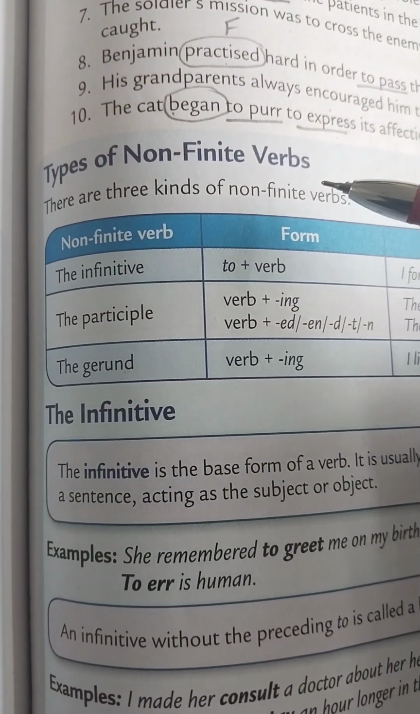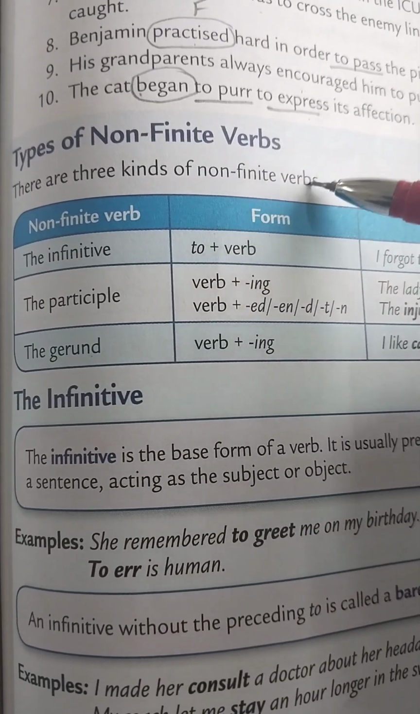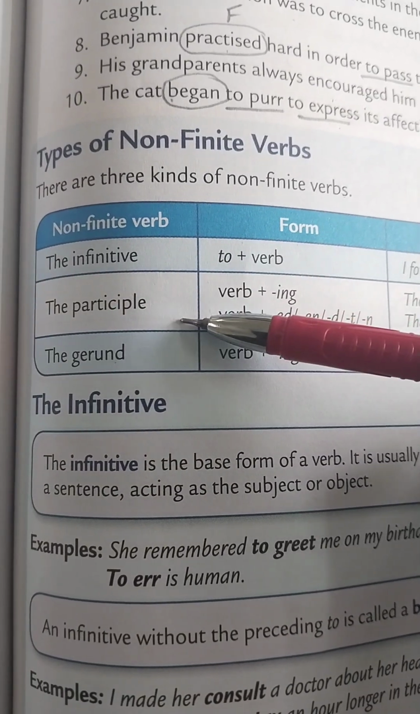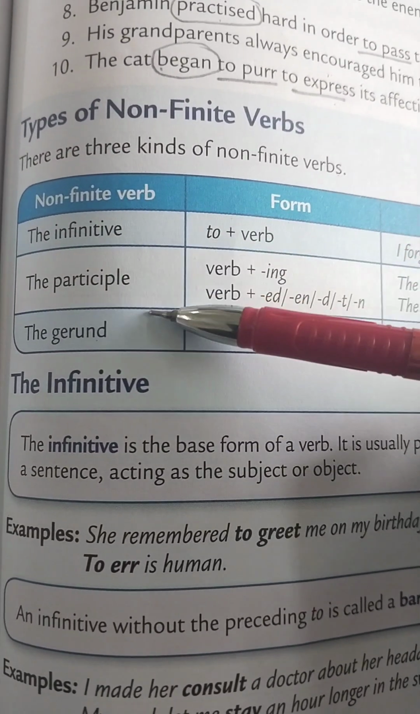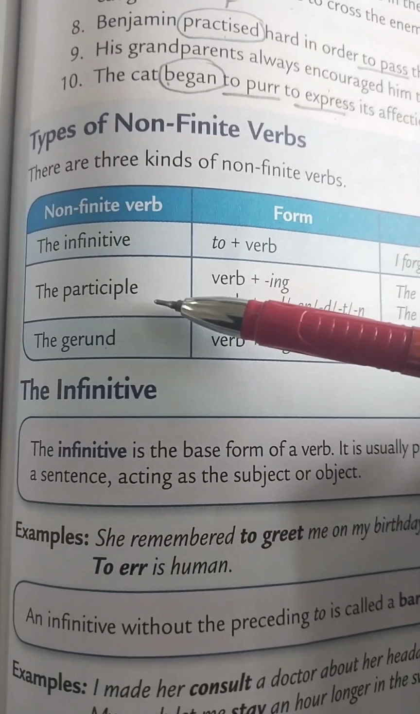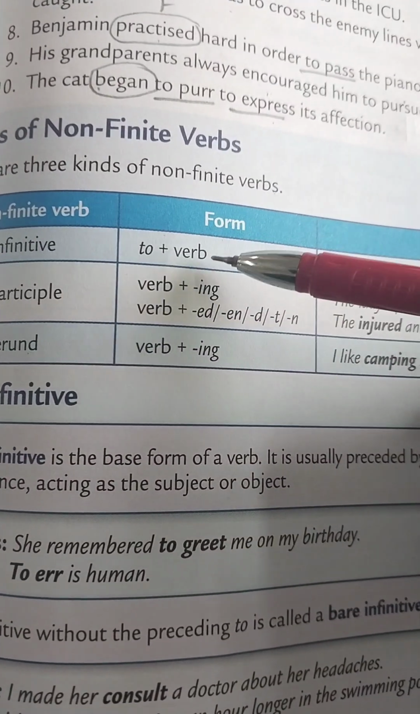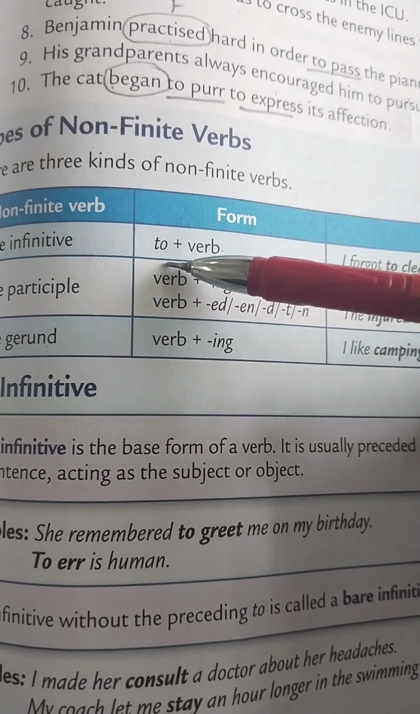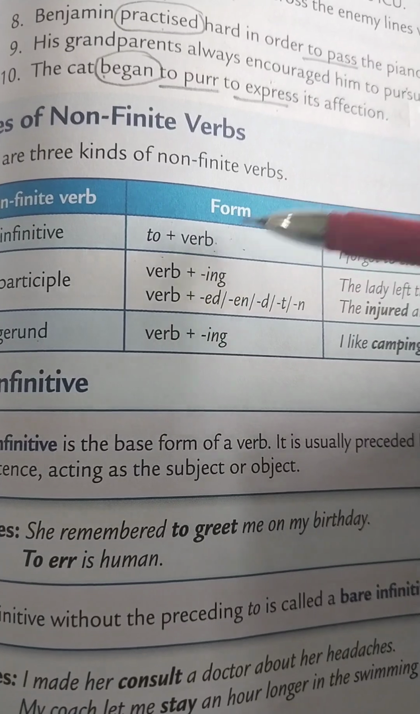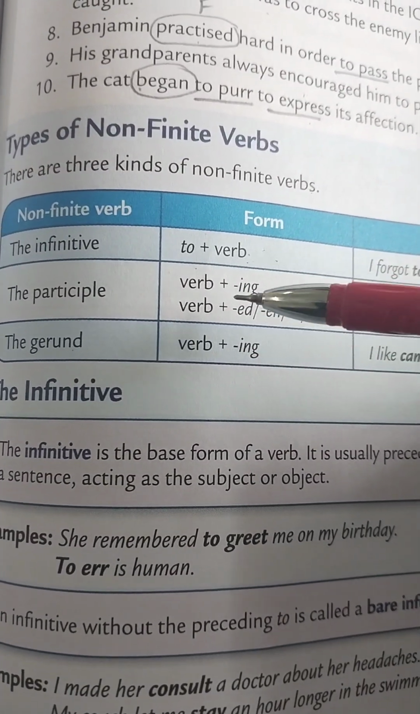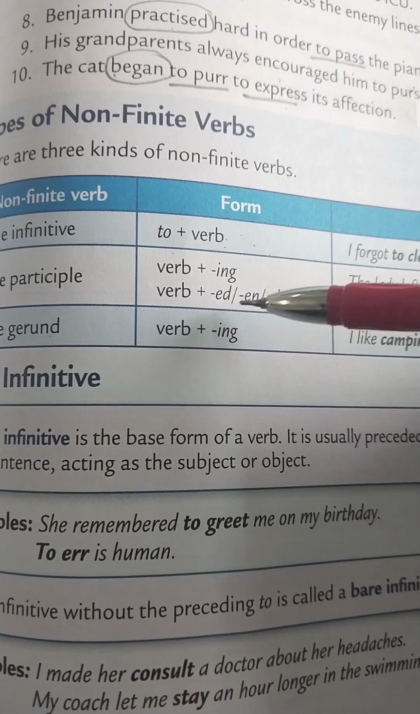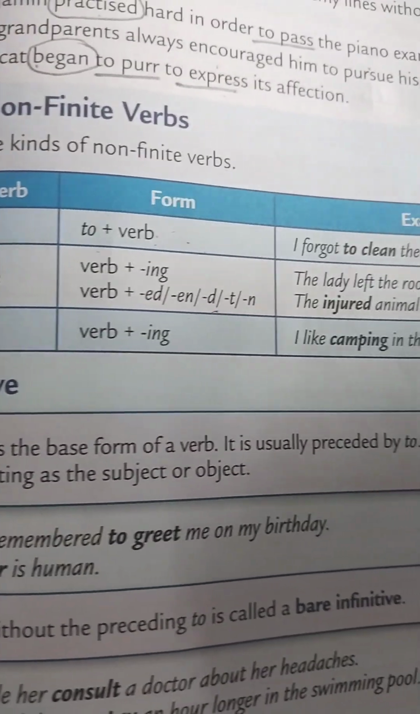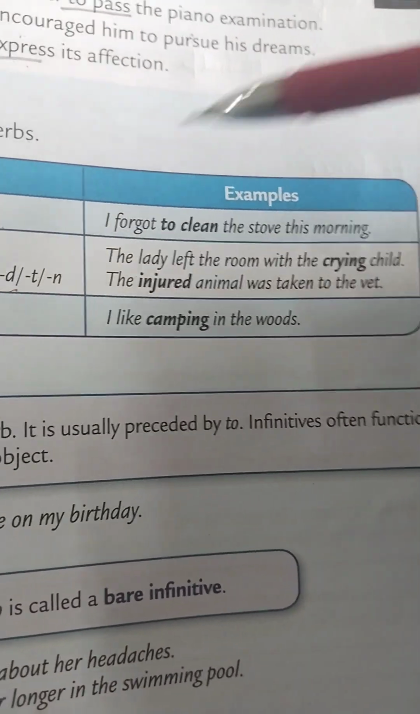Now see the types of non-finite verbs. Non-finite verbs are of three kinds: the infinitive, the participle, and the gerund. Now the infinitive is to plus the verb form of the non-finite verb. In this we use to and then the verb, the first form or base form of the verb. In the participle we use verb plus ing and verb plus ed, en, d, t, n, and in the gerund we use verb plus ing. Okay, let us understand this with the help of a few examples.